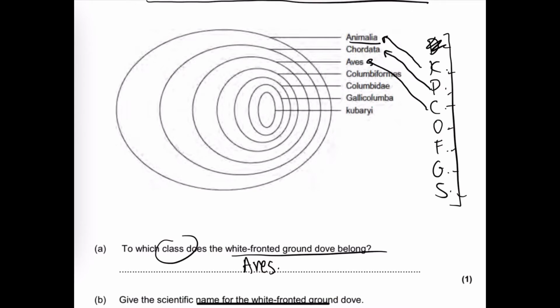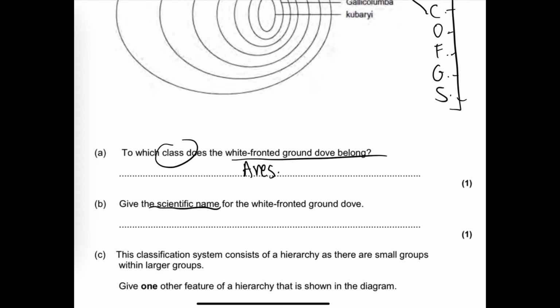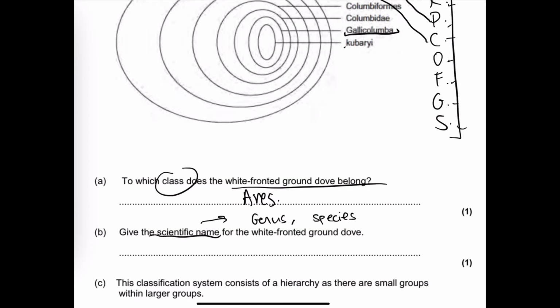So give the scientific name for the white dove. The scientific name, this is always the genus and species. Those are the only things that we count in a name, so it would just be this over here and this.